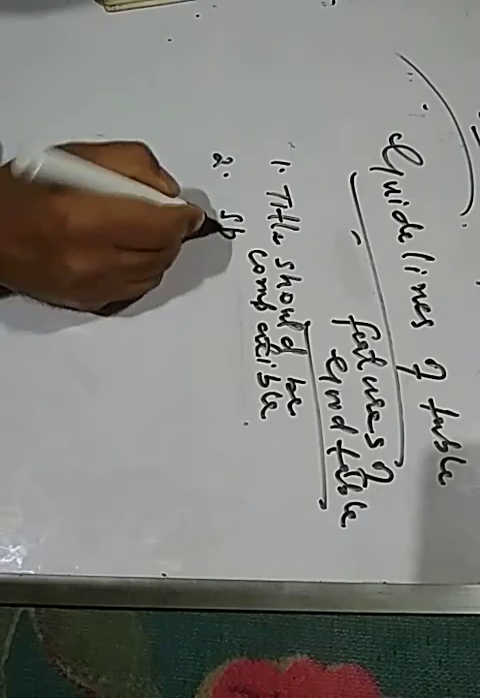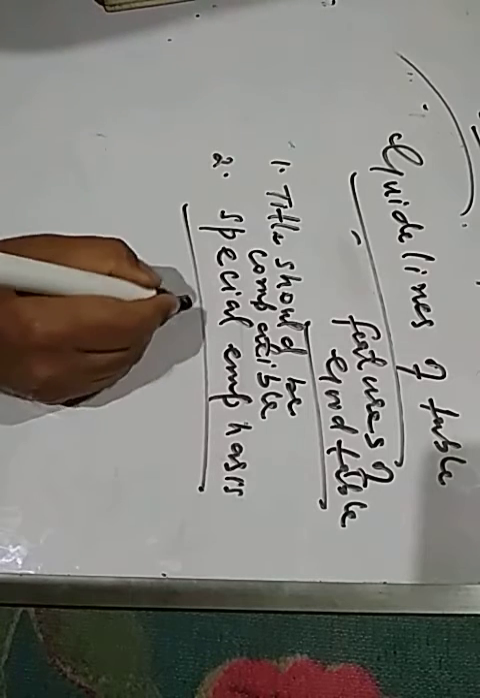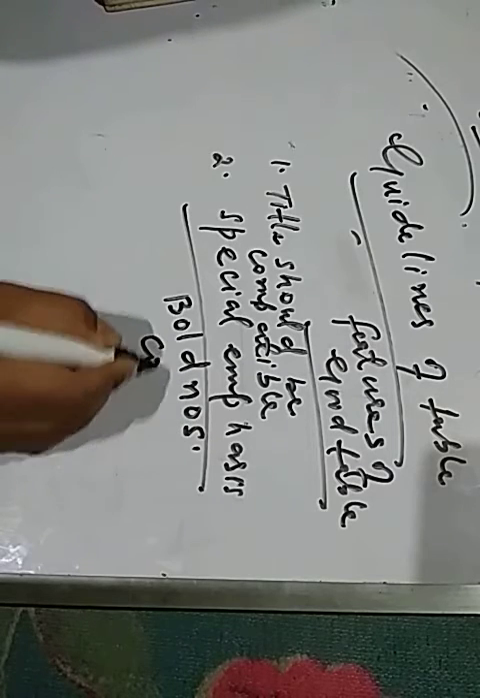Otherwise, if we write only the income of the employees, it will be misleading. Therefore, the title should be compatible and clear. Number second, special emphasis. I mean, if there are some important pointers in the table, those pointers should be written in bold numbers or in different colors so that it will be more attractive to the reader, to the investigator.